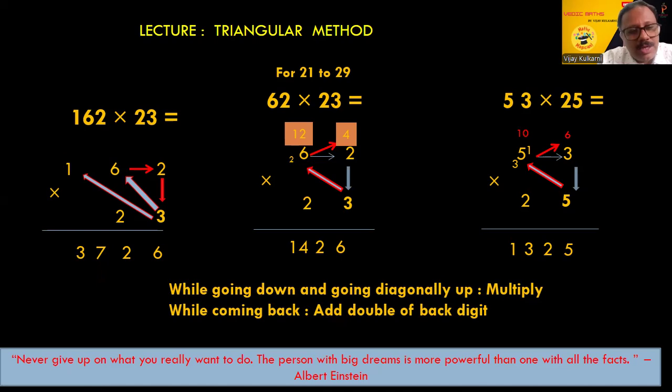Here, 3 6s are 18. 18 plus 4 is 22. Carry over 2. 3 ones are 3 plus 2, 5. 5 plus the double of 6, which is 12. So 12 plus 5 is 17. Write down 7, 1 carry over. Now the double of 1 is 2. 2 plus 1 is 3. Understood? Yes.